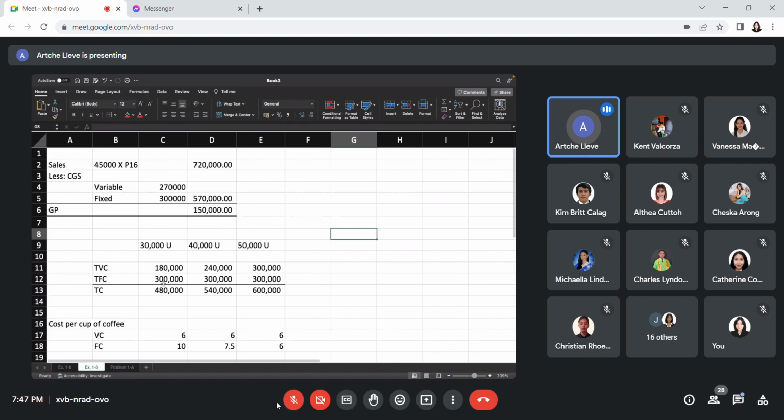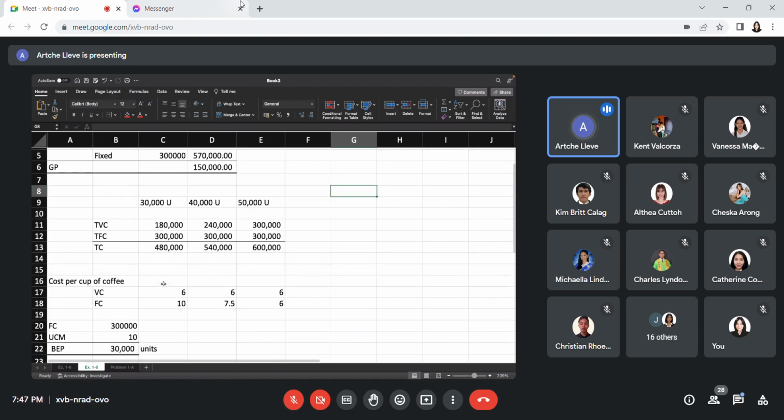Okay, let's move on to exercise 1-8. For exercise 1-8, you are required first to complete the table. Second, if we are to serve and sell 45,000 cups during the month and the selling price is 16, will there be a profit? The third is how much is the profit? Fourth is how many cups in order for us to break even.